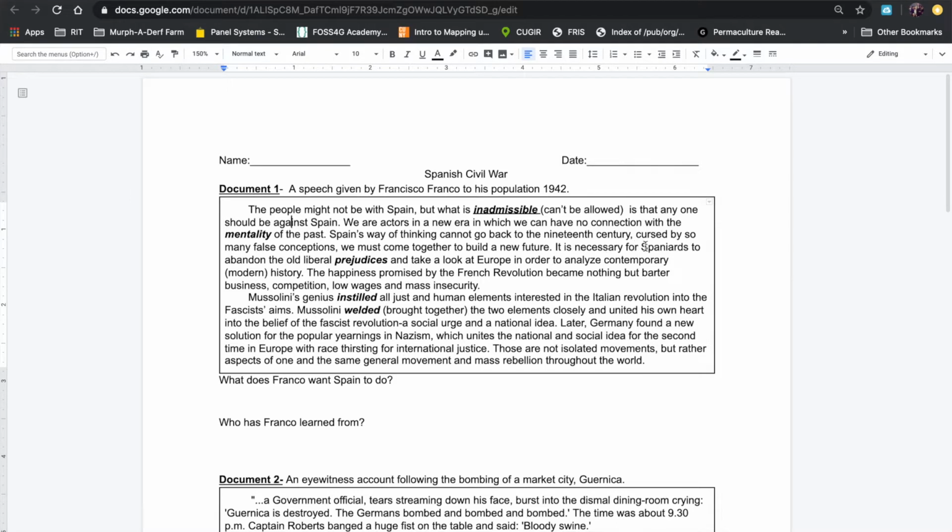Let's keep on going. It is necessary for the Spaniards to abandon the old liberal prejudices and take a look at Europe in order to analyze contemporary or modern history. The happiness promised by the French Revolution became nothing but barter business, competition, low wages, and mass insecurity.